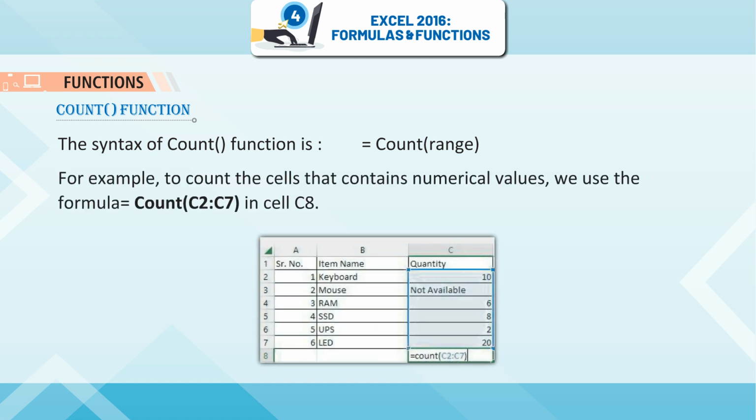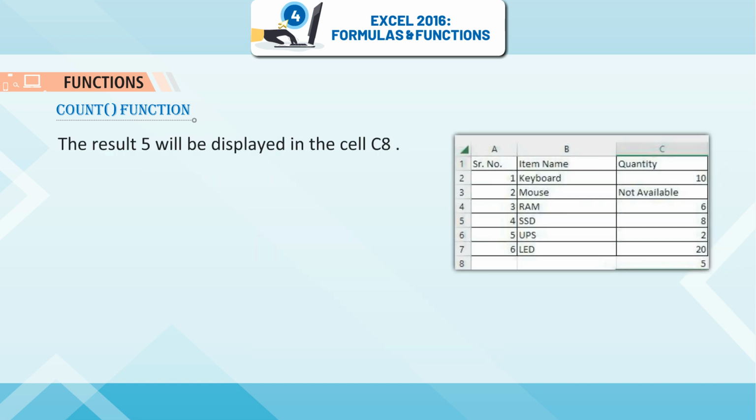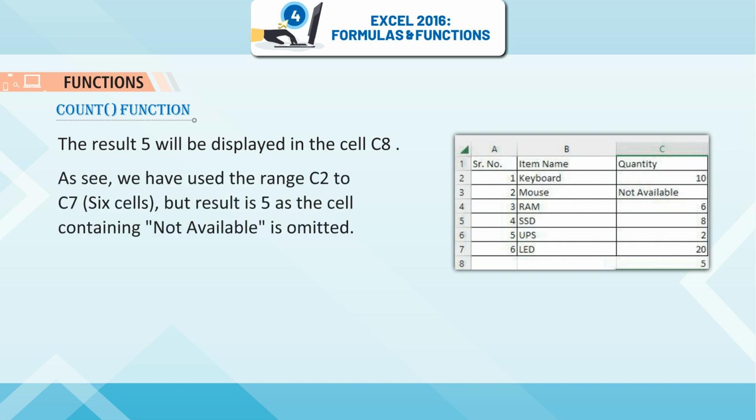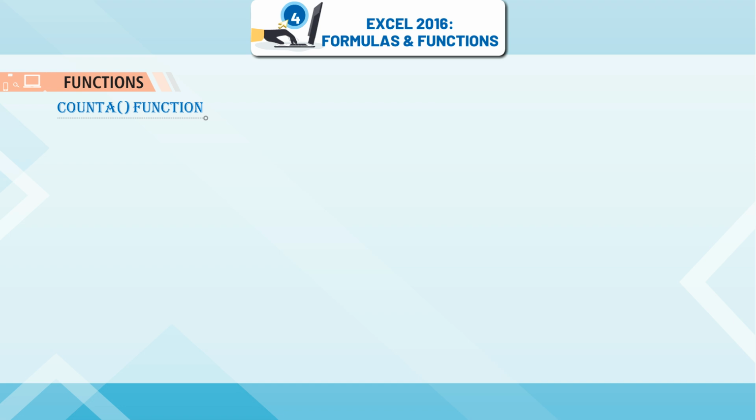For example, to count the cells that contain numerical values, we use the formula =COUNT(C2:C7) in cell C8. The result 5 will be displayed in cell C8. As seen, we have used the range C2 to C7, 6 cells, but the result is 5 as the cell containing not available is omitted.